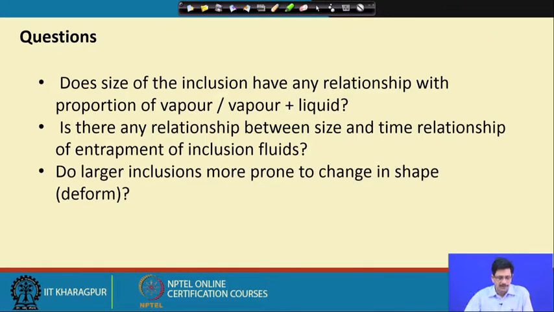Here we also ask ourselves, because we have seen inclusions which look to be sometimes pretty regular in their shape, conforming to a circular or an oval or elliptical or a negative crystal shape, and we have also seen inclusions which look to have undergone a change in their shape.